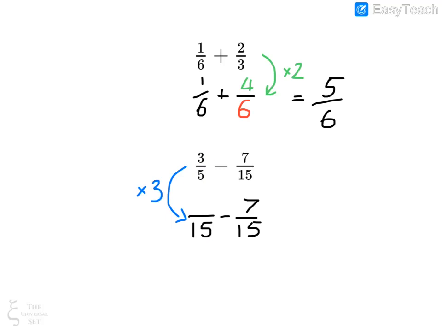3 times 3 is 9. So that means I've got 9/15, take away 7/15. That's going to leave me with just 2/15. And again, my denominator stays the same, right? I have 9/15. I take away 7 of them. That leaves me with 2 of them. Okay, let's get on to some slightly more complicated ones.